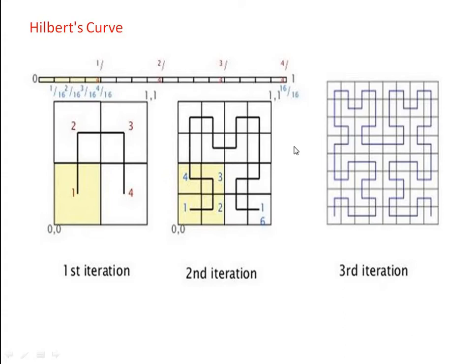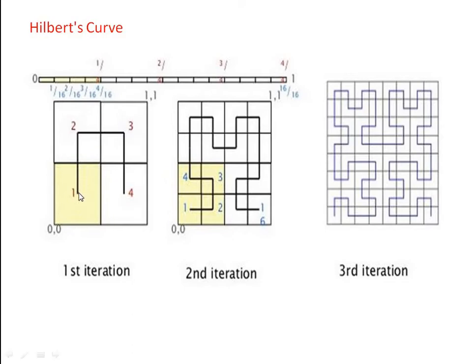If a square is divided into four quadrants, that is the first, second, third and fourth quadrant, we can draw the first approximation to the Hilbert curve by connecting the center point of each quadrant. Here are the four quadrants, and we use the center point of each quadrant. By using these center points, we draw a curve.